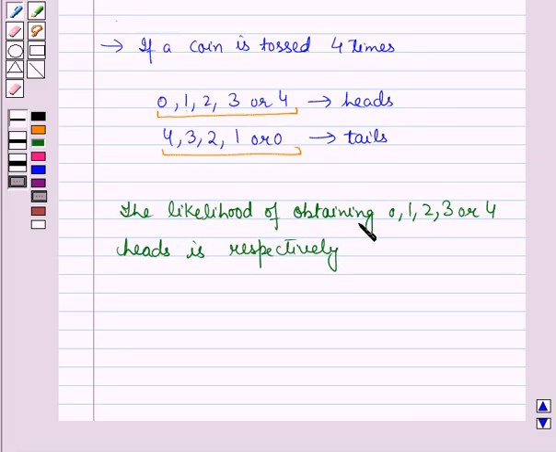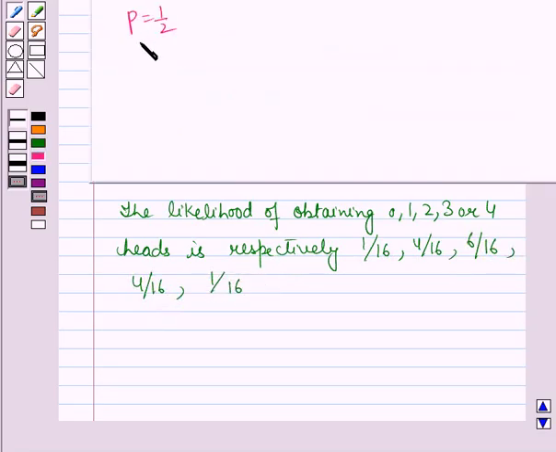Now, the likelihood of obtaining 0, 1, 2, 3 or 4 heads is respectively 1 by 16, 4 by 16, 6 by 16, 4 by 16 and 1 by 16. Now we know that in the event of tossing a coin, the probability of getting a head is 1 by 2. And here the coin is tossed 4 times, that is, here n is equal to 4.